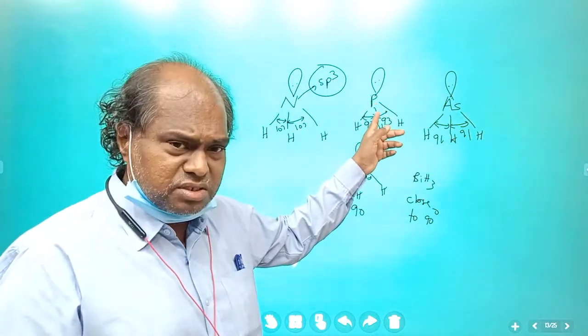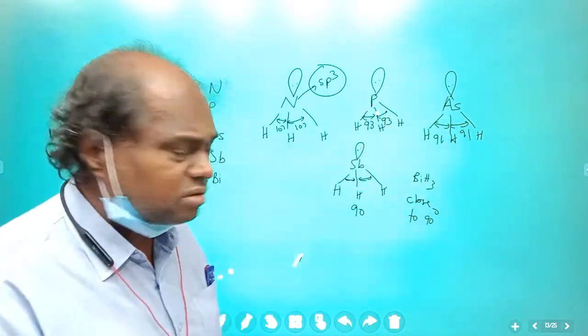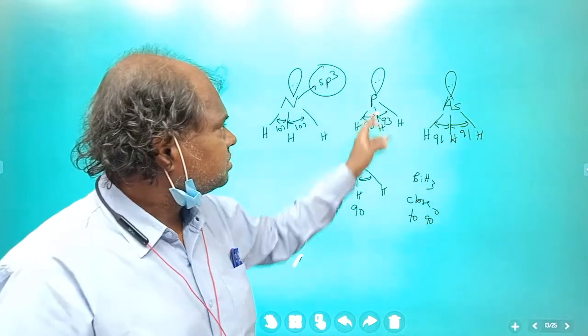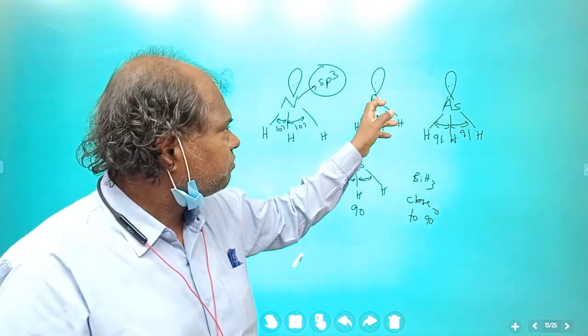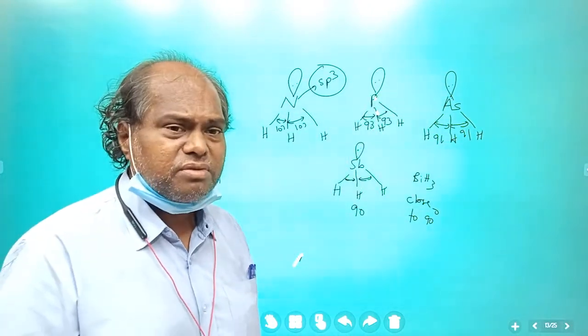The p orbital of phosphorus overlaps with the s orbital of hydrogen. See, the p orbital of phosphorus, the s orbital of hydrogen.